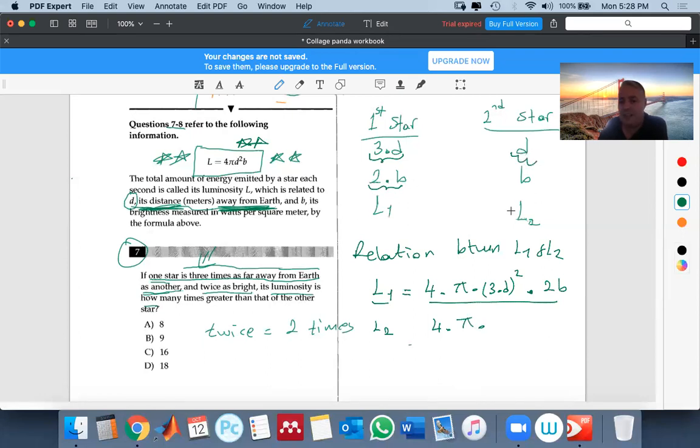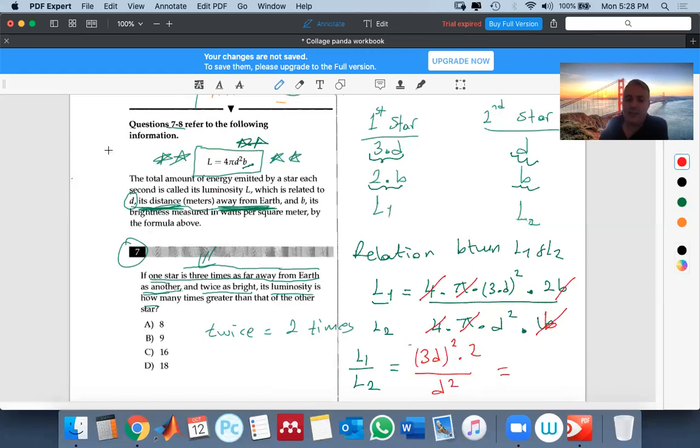So distance is D, distance squared, times brightness. So my brightness is B. How can I use this calculation? How can I continue? It will be now, look please, 4 pi B over 4 pi B. What is left in the upper part? 3D squared times 2 divided by D squared.